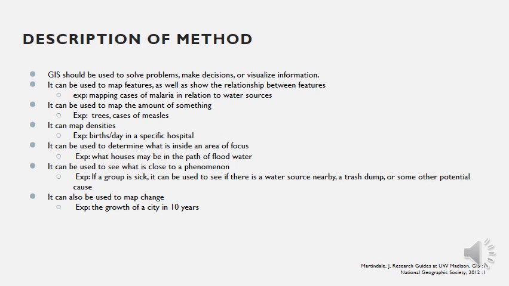It can be used to map features, as well as show the relationship between features. An example would be mapping cases of malaria in relation to water sources, or just mapping cases of diabetes in the town of Pueblo. It can be used to map the amount of something, such as trees, cases of measles, dogs, cats, or even lakes with a specific type of fish. It can map densities, such as births per day in a specific hospital, or deaths per year, just in the whole world, perhaps, or in a country.